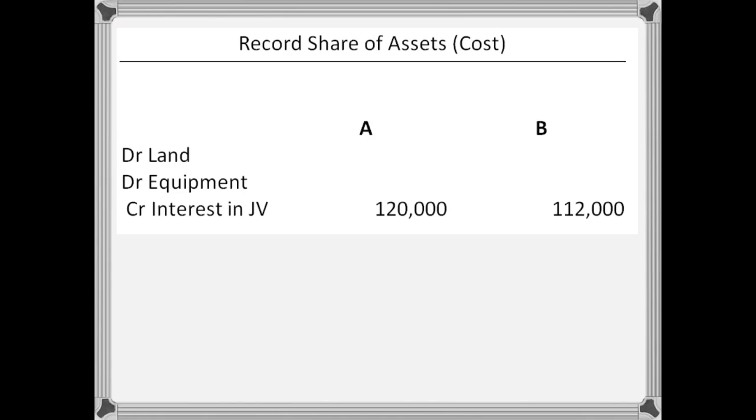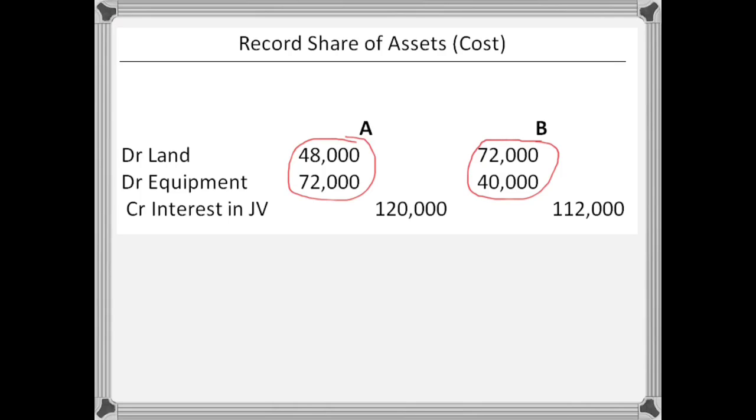So first up, we know we're going to be crediting interest in joint venture $120,000 for A and $112,000 for B. Nothing has gone on in this joint venture, and that is the debit interest in joint venture we had from previously. Now, I'm just going to show these amounts and then we'll work through them. So for A, the land is brought on at 48 and the equipment is brought on at 72. For B, the land is 72 and the equipment is brought on at 40.